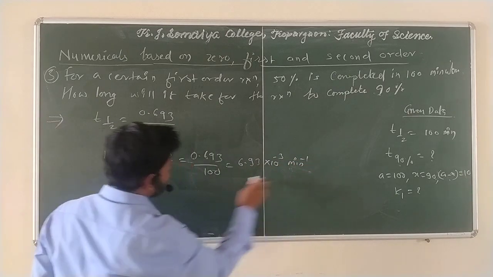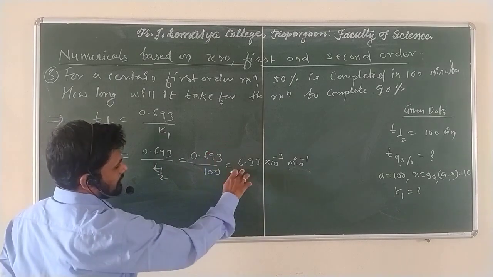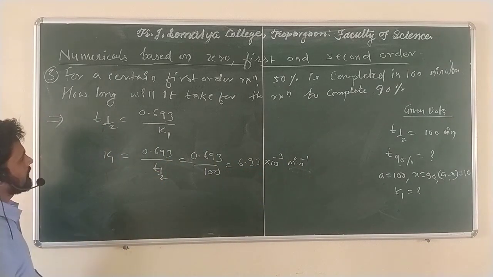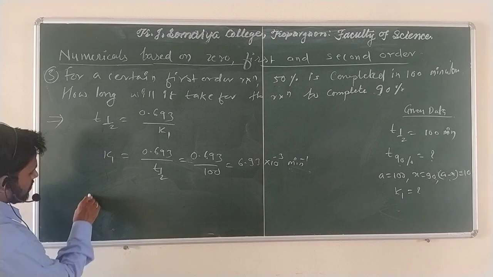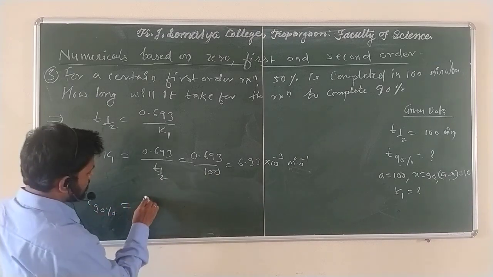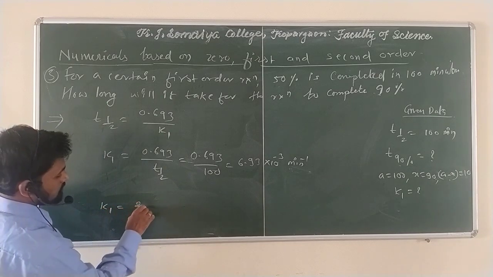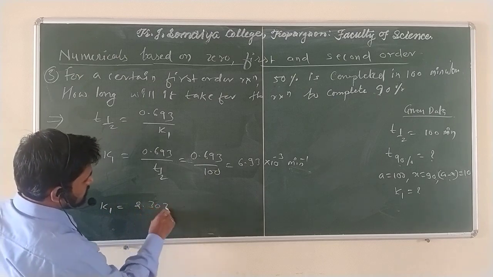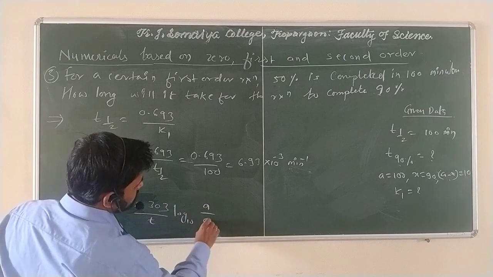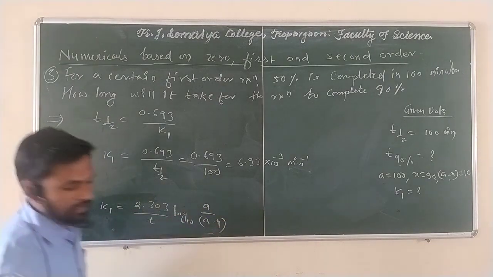After simplifying, very simple. 10 raised to minus 2 is there, but I converted it to 6.93 into 10 raised to minus 3 per minute. This is the rate constant. What you have to calculate? The time for 90%. We have the formula first. I will write here the formula: K1 equal to 2.303 upon time, log 10 of A upon A minus x. You have to calculate the time required for 90%.